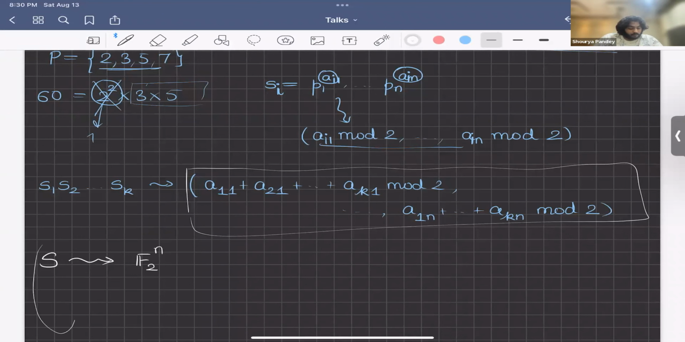Okay. And what does it mean for me to show that there is a non-empty subset of S such that their product is a perfect square? I'll just read chat.